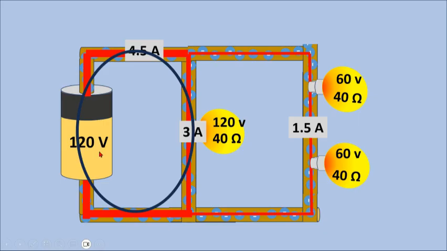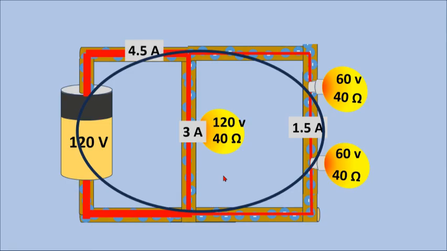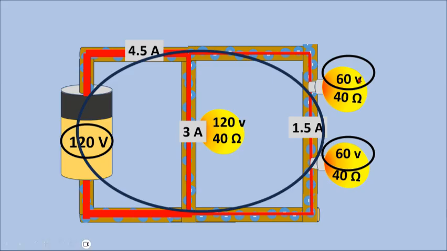Now the loop rule. 120 volts is given by the battery. 120 volts is used by the light bulb, right there. Then in the larger loop, 120 volts is given by the battery. You see there's a 60 and a 60 that adds up to 120. So 120 are used by the light bulbs. And so all the physical laws of circuits are satisfied with our solution, and so we got it right.